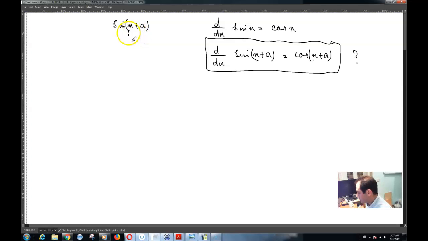I don't know. Let's see. So let's say that you have the sine of x plus a. The only way that you can do this is using the first principle. I don't think there is any other way to do it.